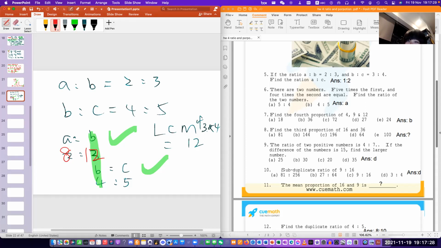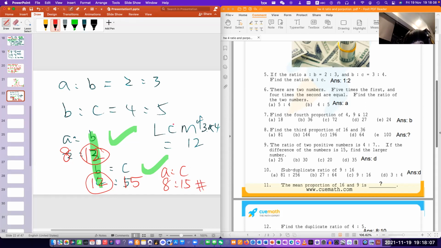Okay, are you clear? Good. So the B for the B to C is 4. How do you get 12? You times 3 to get 12. So your C also needs to times 3. 5 times 3 is 15. Now you have the same B, which is 12. Once you have the same B, you can write down your A to C. So your A to C in this case is 8 to 15, and you realize 8 to 15 is the simplest. So A to C is 8 to 15.